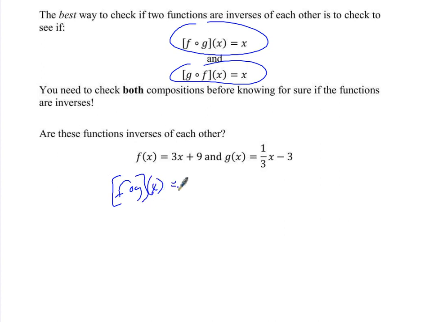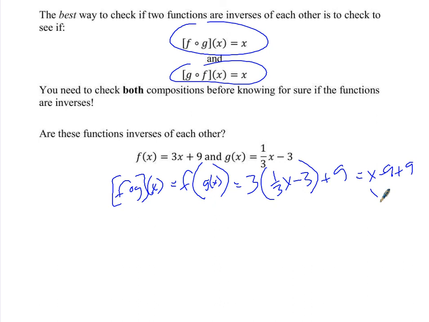of x. What that means is f composed of g of x. So I'm sticking g of x in everywhere that I see x in f of x. So I start writing f of x, which is 3x plus 9. So I'm going to write 3 times. Good. Don't forget to finish off the function. So we distribute the 3 in, and we wind up with x minus 9 plus 9, which is just x. So it's looking good here.